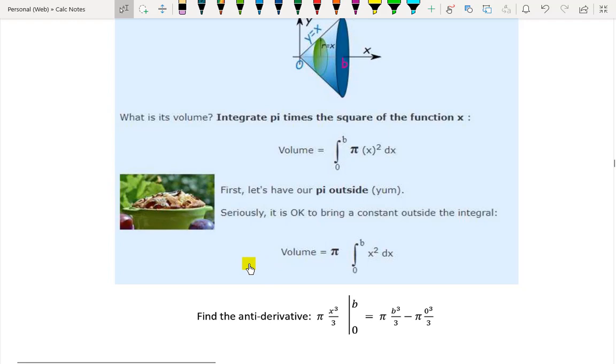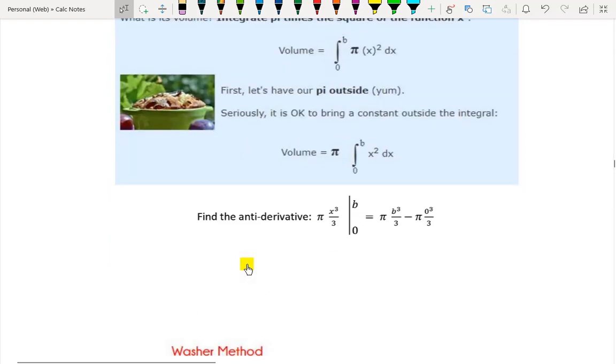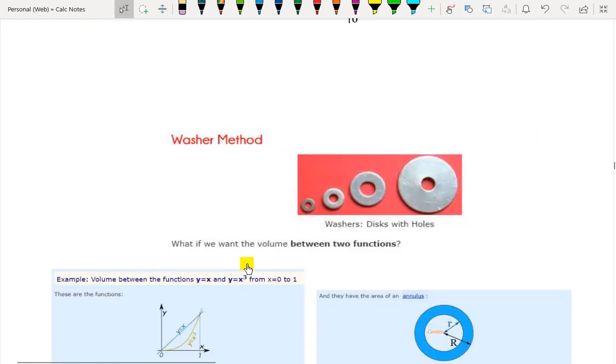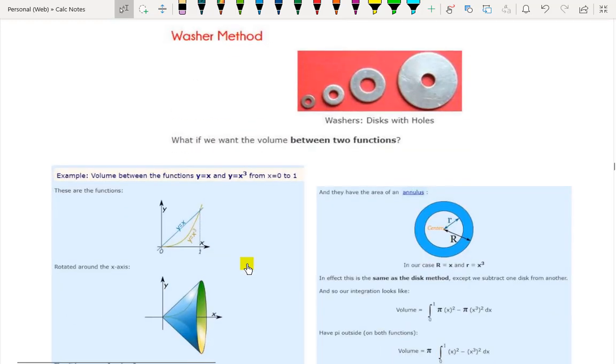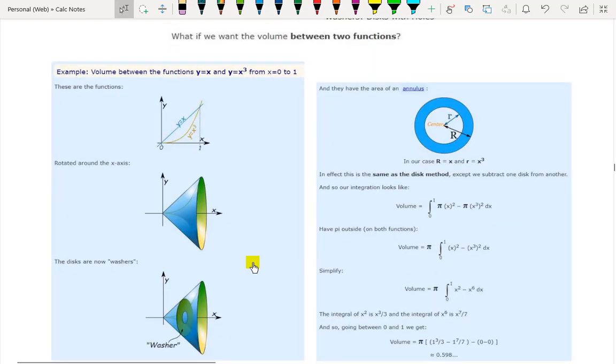Okay, so sometimes when you spin a function around the x or the y-axis, you get a solid disk. Other times when you spin, you might get what's called a washer. Okay, so this one is the washer method. So we're talking about what if we want the volume between two functions. If you look at the graphs here, I'm going to do a little bit of shading and drawing here.